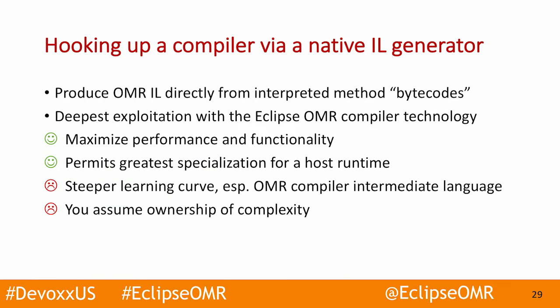So there are a couple of straightforward ways of hooking up this compiler technology to your runtime. The first, and perhaps the most brute force way, is to write your own native IL generator. So what you are basically responsible for is producing the IL in OMR directly from whatever bytecodes your method happens to have. Going this path, you're likely going to have the deepest exploitation of this technology possible, and you're also probably going to get the best performance this way as well. So that's one of the advantages.